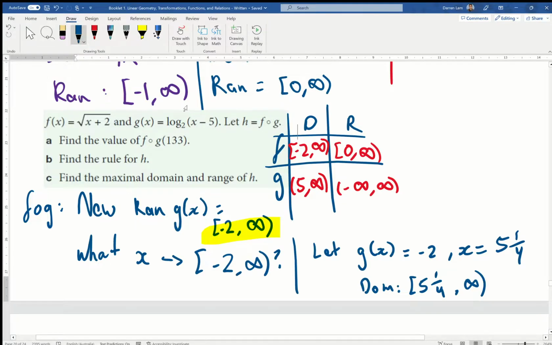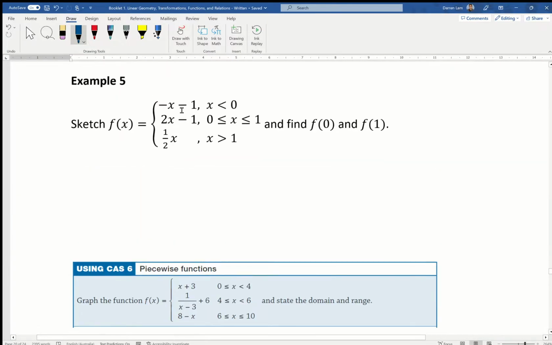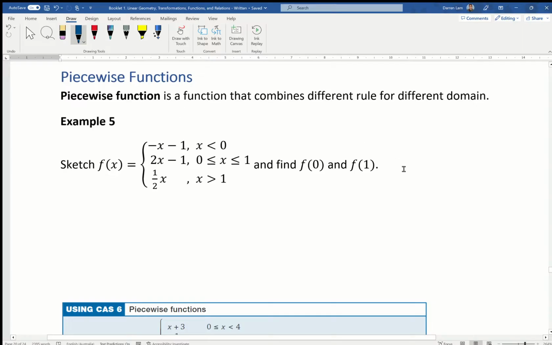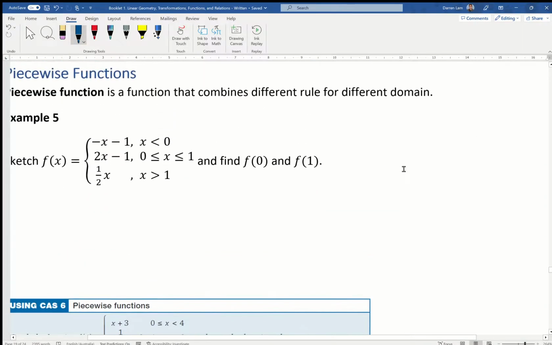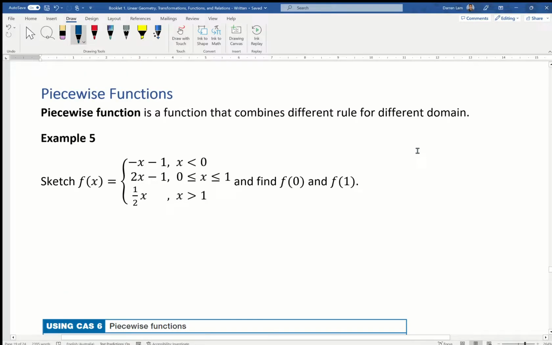If you could go back a couple of pages to example 5 here. So this is on page 18 of your content booklet. Okay, so piecewise functions. I believe you've touched on piecewise functions before in the past, haven't you? Yeah, kind of. Okay. We'll take it a little from scratch then.